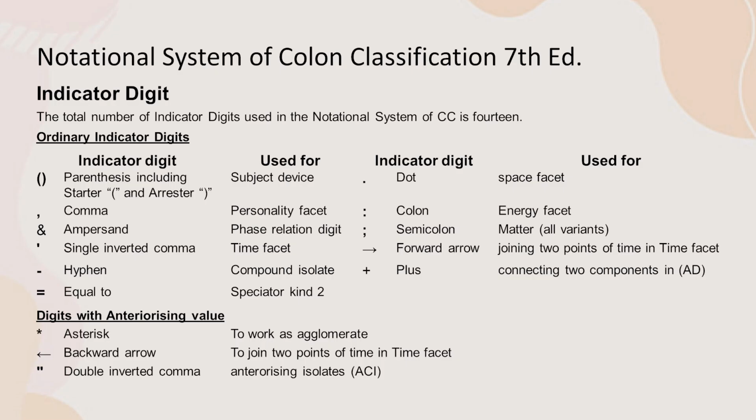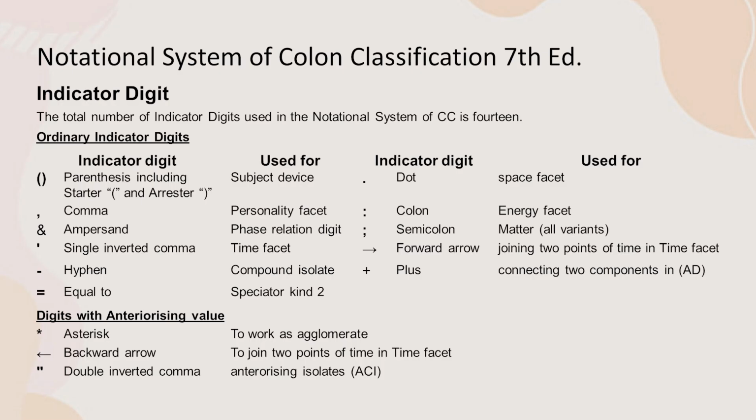We use parenthesis for subject device. Comma is used for personality facet, ampersand denotes phase relation and single inverted comma is used for time facet, hyphen is used to form compound isolate, equal to is also used to form compound isolate with speciated kind 2 and dot is used for space facet, colon is used to denote energy facet, semicolon is used to denote matter facet and all its variants, arrow is used to join 2 points of time in time facet and plus symbol is used to connect two components in alphabetical device.